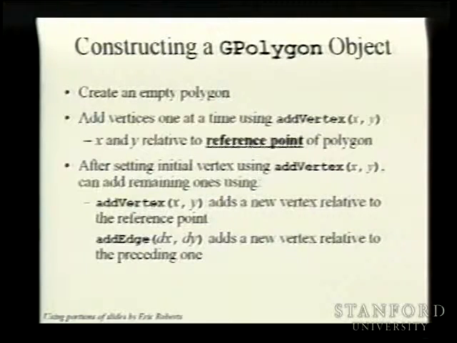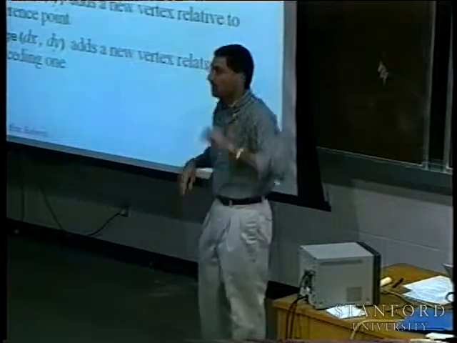One way is just to keep adding vertices. And when you call addVertex again, it adds a new vertex, again, relative to the reference point, and it essentially creates an imaginary line between the last vertex you just added and the new vertex you added. That's how you're getting edges of your polygon. You're specifying the corner points.